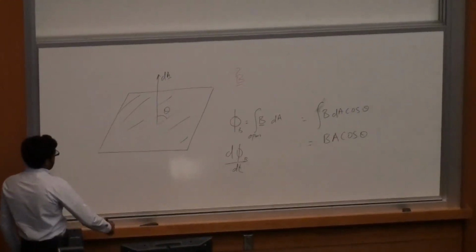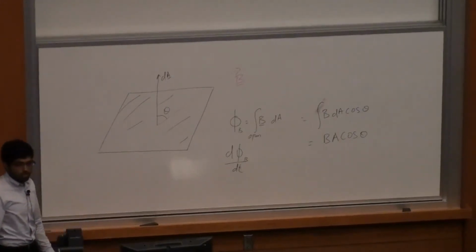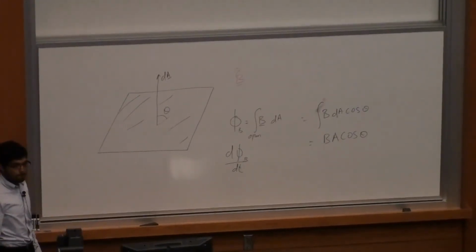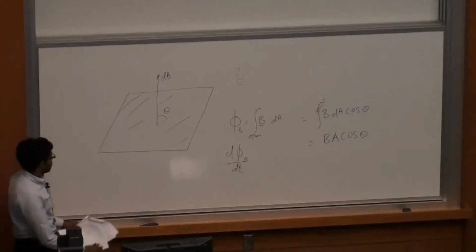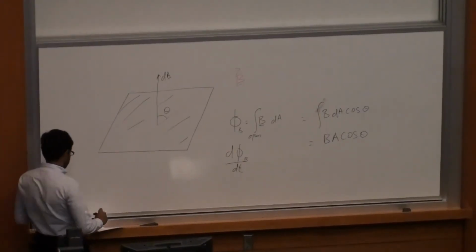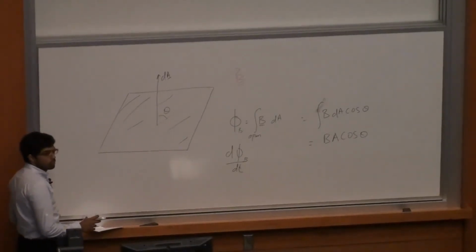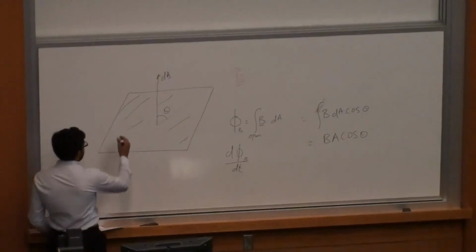But basically, if my flux is increasing, what's my EMF going to be? Right? Because it's going to try to oppose it. So if my flux is increasing, my direction of current would be what? Right, clockwise.